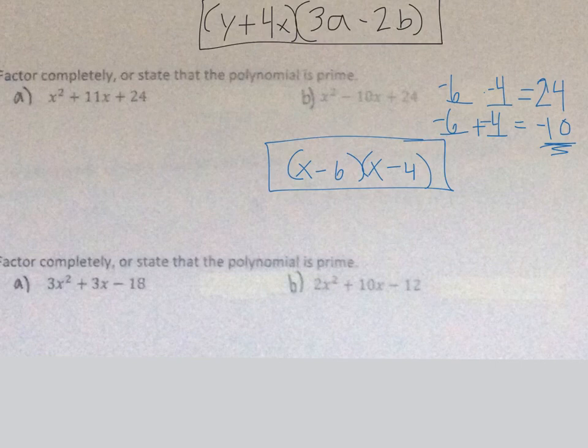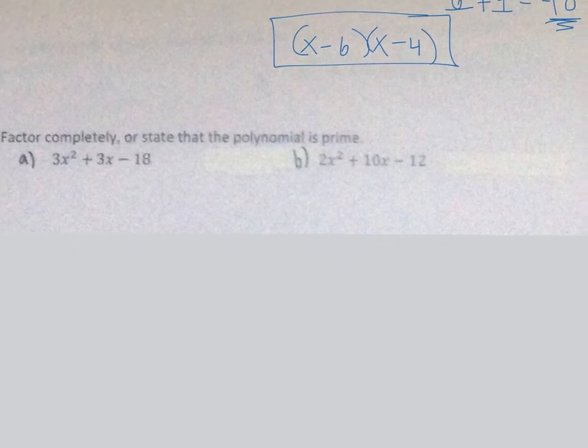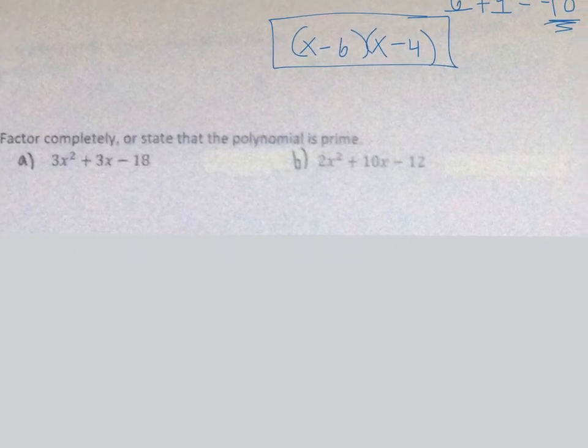All right, the last problem here is the same thing. We need to factor completely or state that the polynomial is prime. Remember that when we are factoring, the very first step in every single factor problem, as soon as you start a factor problem, you must ask yourself, can I factor out a greatest common factor? That is very important. So on this next problem here, we want to say, can we factor out a greatest common factor? And the answer is yes.